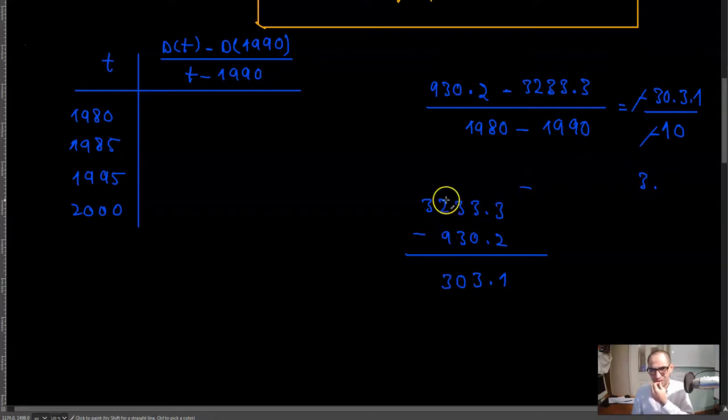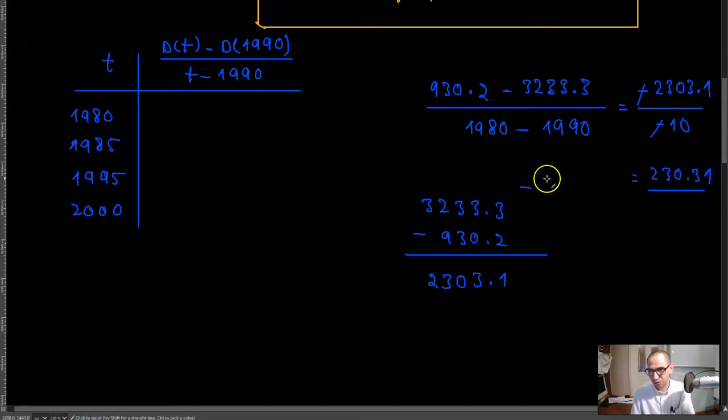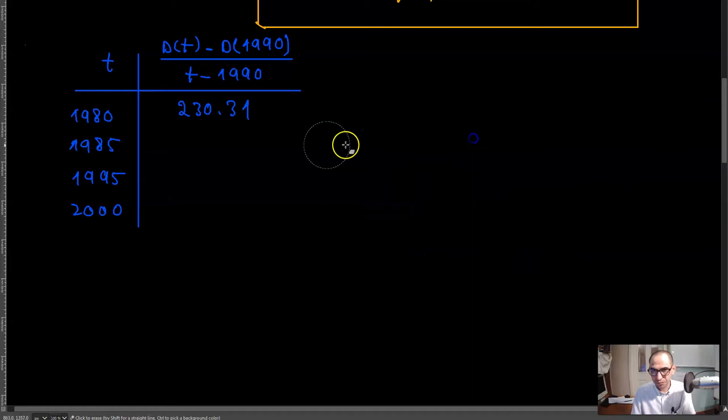There's something wrong here. There is a 2 over here as well. This is wrong, excuse me. So this should be negative 2303.1 divided by negative 10. These two you can cancel out, that becomes 230.31, and that's essentially this value over here, 230.31, right? So in the exact same way, you can calculate all of these values, which means that you can give this to a calculator.